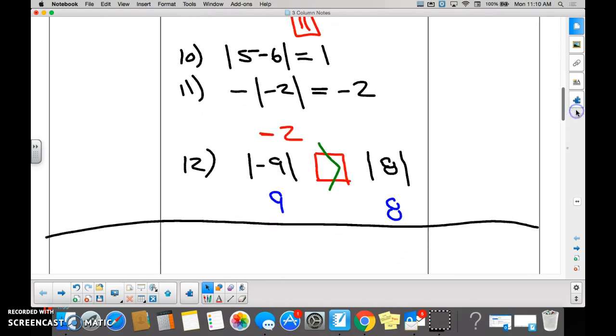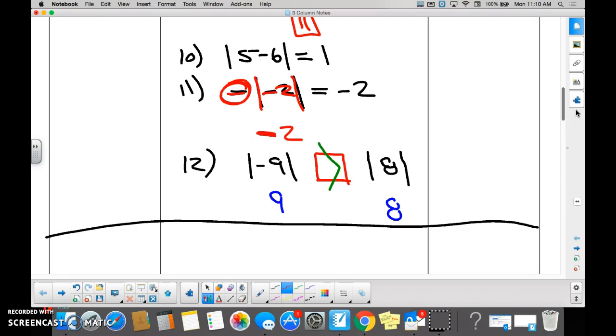I just want to look at 11 and 12 really quick. Let's talk through this one. Here is your problem. The negative absolute value of -2. Everybody, what is the absolute value of -2? 2. So we said the absolute value of -2 is 2. Can we lose this negative? No. So we just attach it to the front, and the answer is -2.